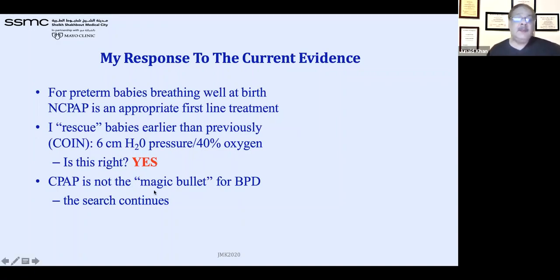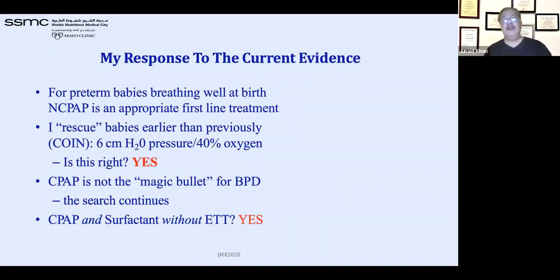CPAP is not the magic bullet. If you remember, I showed you that for less than 27 weeks, 40% to 48% can have failure on CPAP. So that's why the search continues, and there is still a lot of work on whether we should start with CPAP or NIPPV. Then CPAP and surfactant without the ETT, yes, it is possible. We already talked about how to give surfactant with the LISA technique. Just a couple of weeks ago, I gave that talk, but I will go through it. I will show you one slide about that.